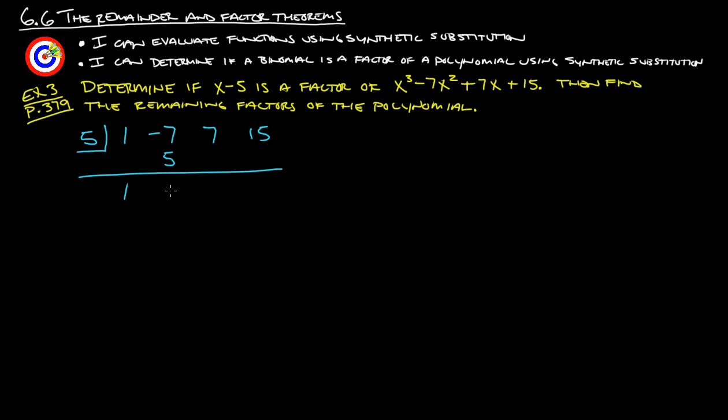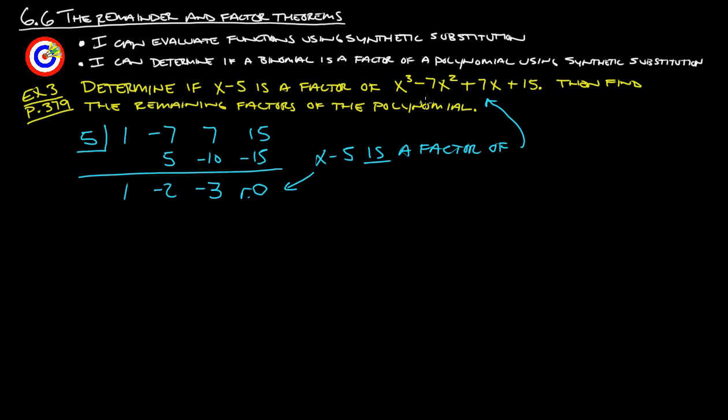5 times 1 is 5. 5 and negative 7 is negative 2. Negative 2 times 5 is negative 10. And 7 is negative 3. 5 times negative 3 is negative 15. And we get 0 for our remainder. So since we get a remainder of 0, this means that x minus 5 is a factor of the polynomial up there.